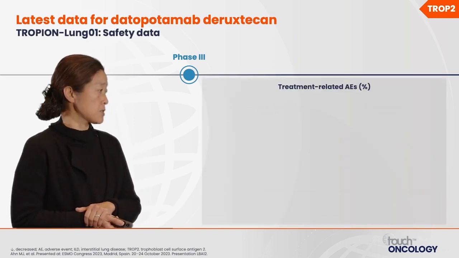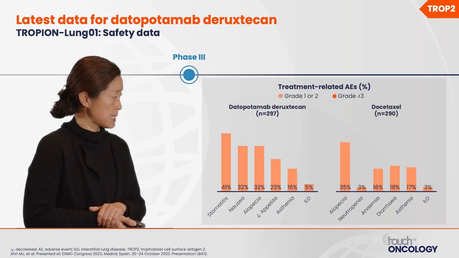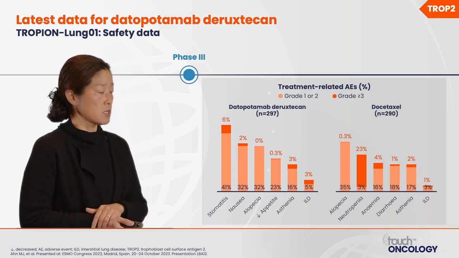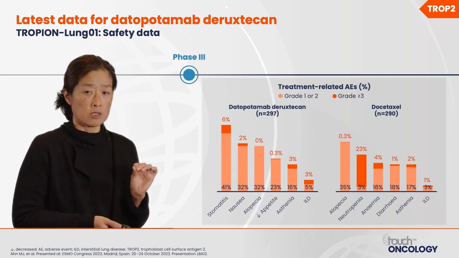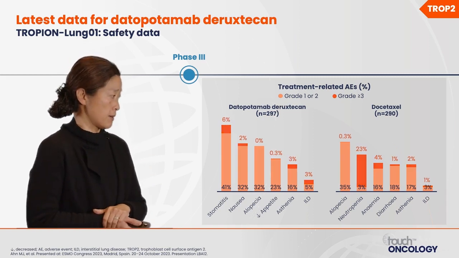What about safety? This slide shows the treatment-related AEs that were seen with this study, and you can see in light orange the AEs that were grade 1 or 2, and in dark orange are the grade 3 or higher AEs.